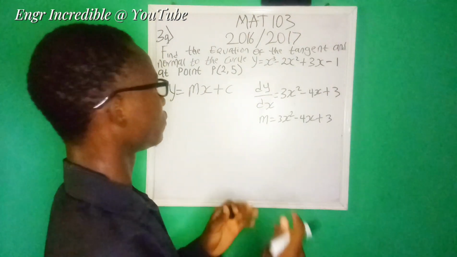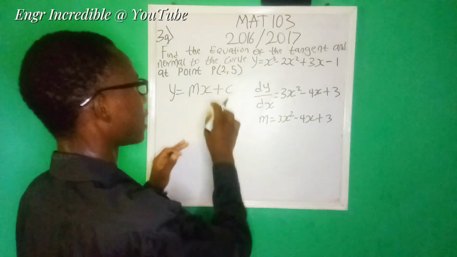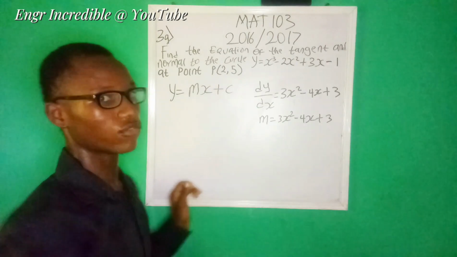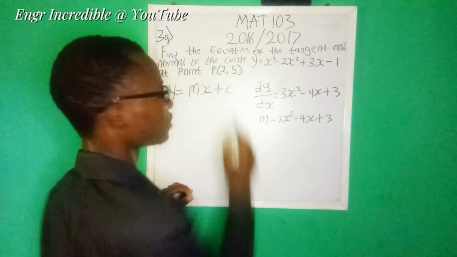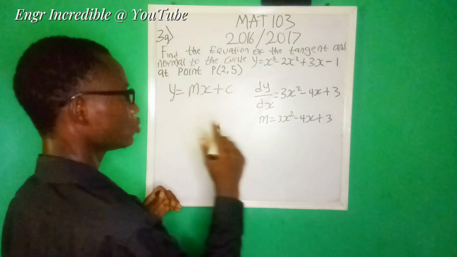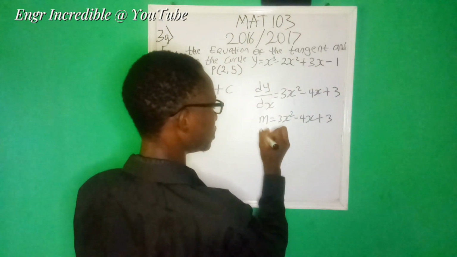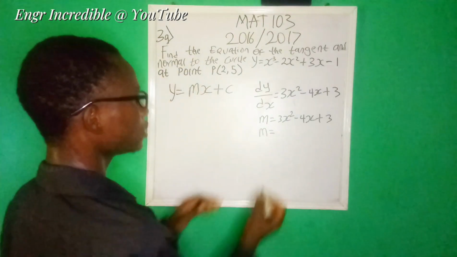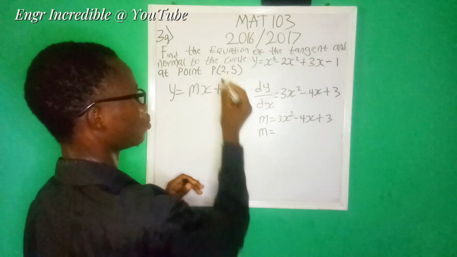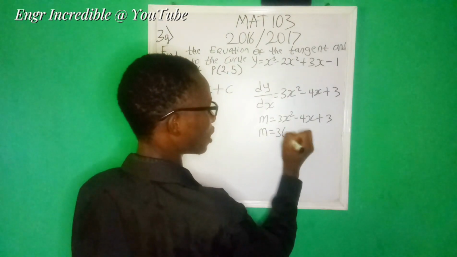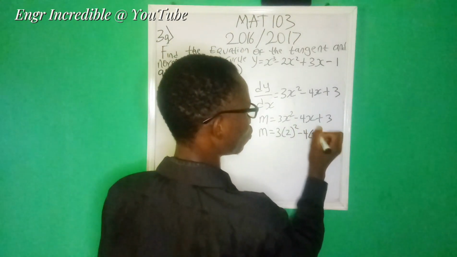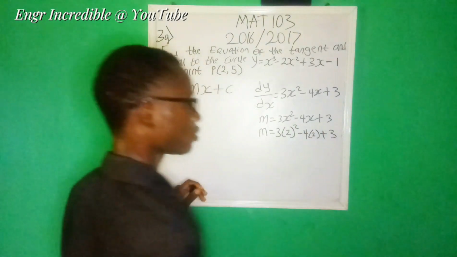They have given us the value of x here, that is, at the point P (2, 5). This 2 is for the x-axis and this 5 is for the y-axis in the graph. So our gradient m, since we only have x here, we input our value of x, which is 2. So we have 3(2) squared minus 4 times 2 plus 3.